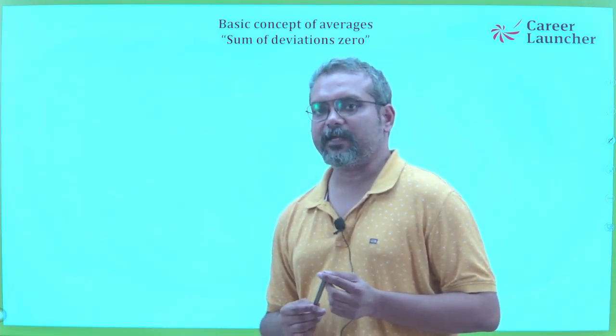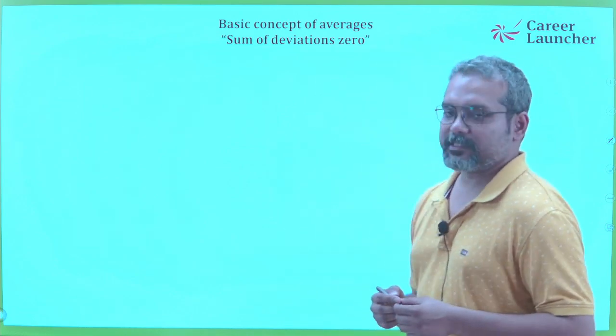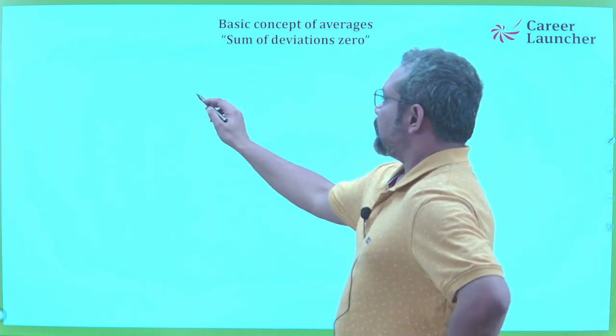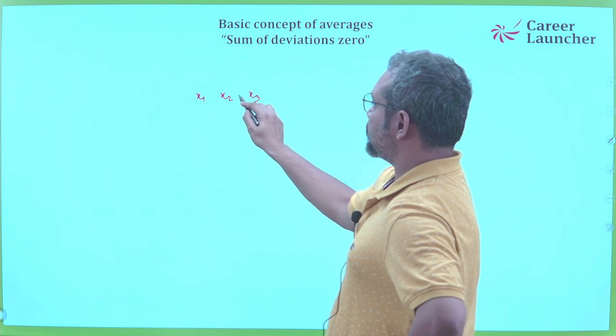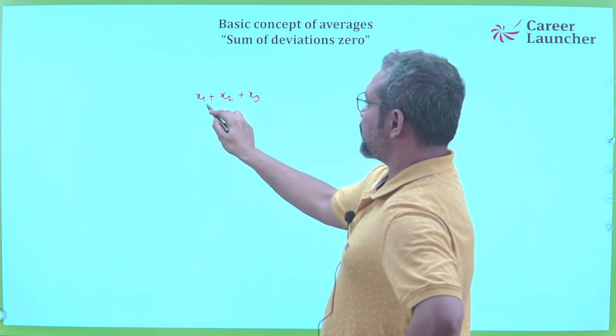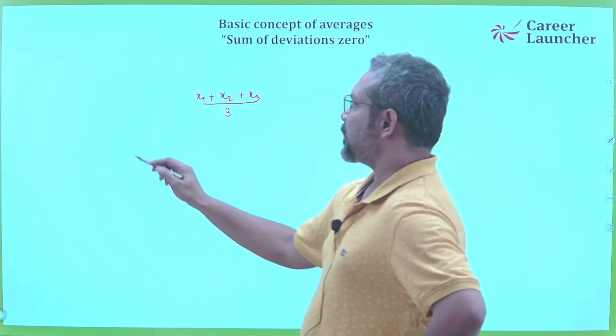Today we will be looking at the topic averages and mixtures. So let's first understand what is an average, okay? Say we have got some numbers x1, x2, x3. Let's take three numbers. The average is obtained by simply adding them and dividing by the number of terms, right? That's what we mean by average.